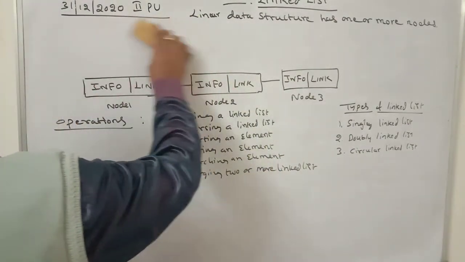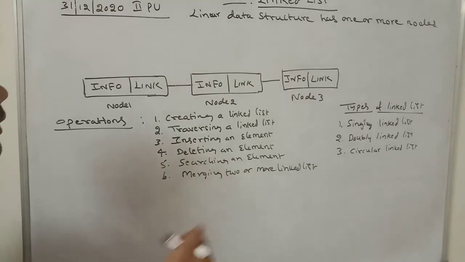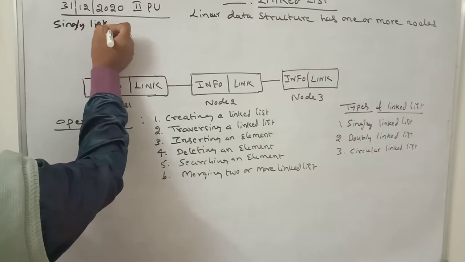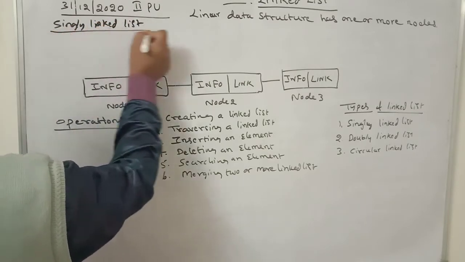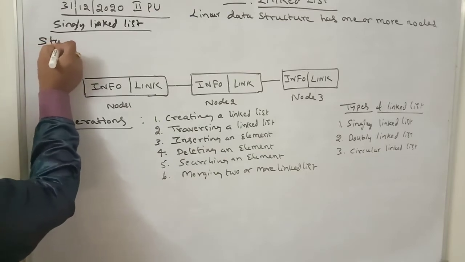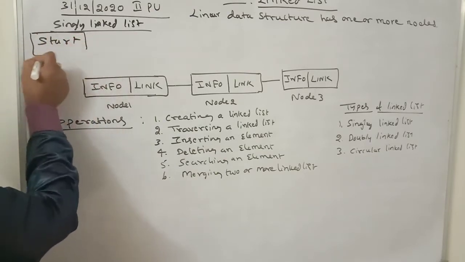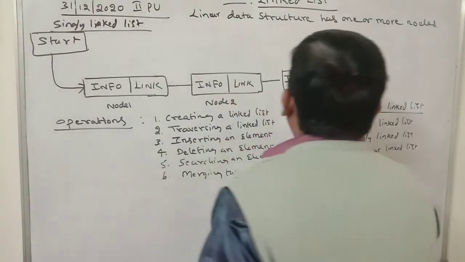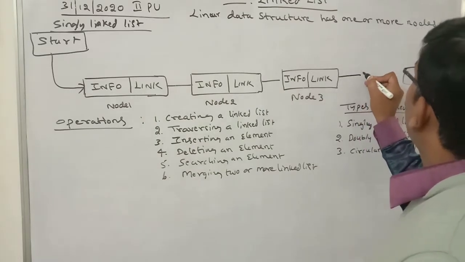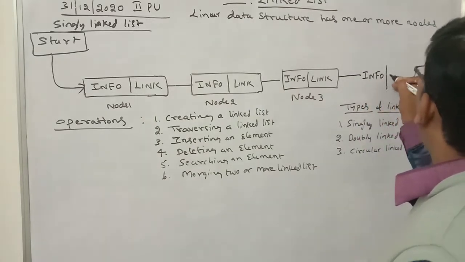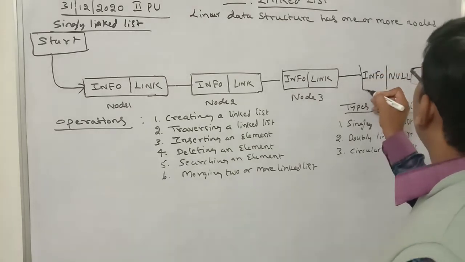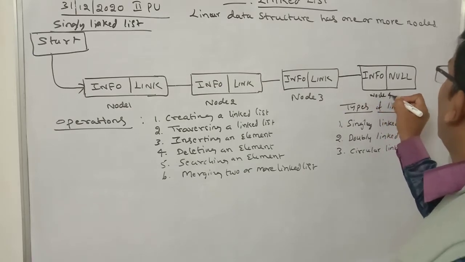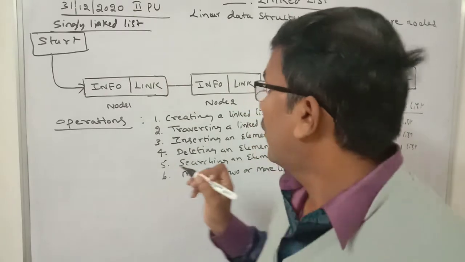First one, singly linked list. It contains a start pointer, then information and link part, then information and link, and finally a null pointer. See node 4. This singly linked list contains 4 nodes.